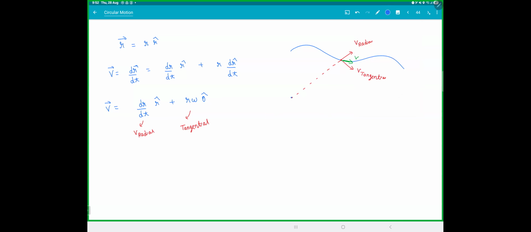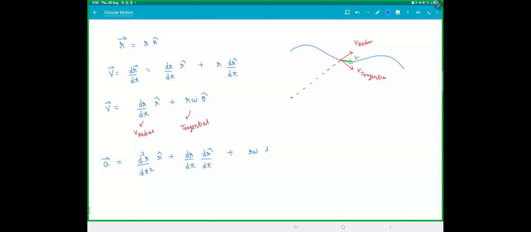Next thing, when I differentiate this again, if I want acceleration, I differentiate this again. So d square r by dt square, again product rule, into r cap, plus dr by dt into d r cap by dt. A lot of calculus. Now here there are three terms. How do you differentiate three terms? Product rule. Differentiate one term at a time.